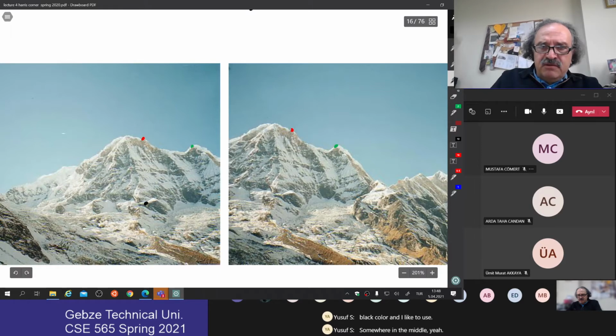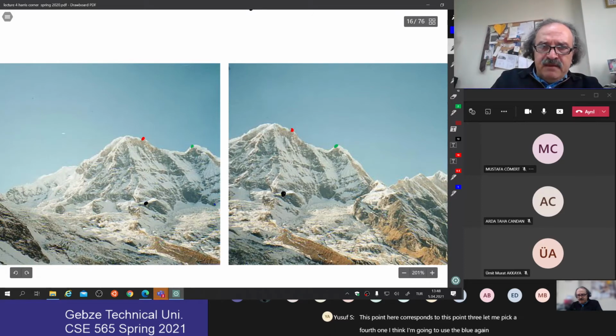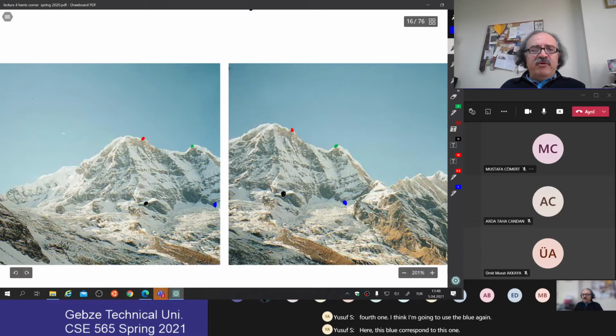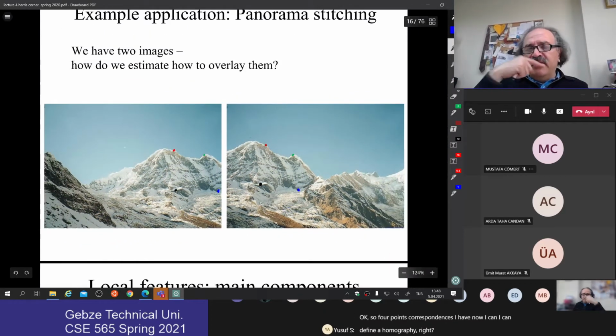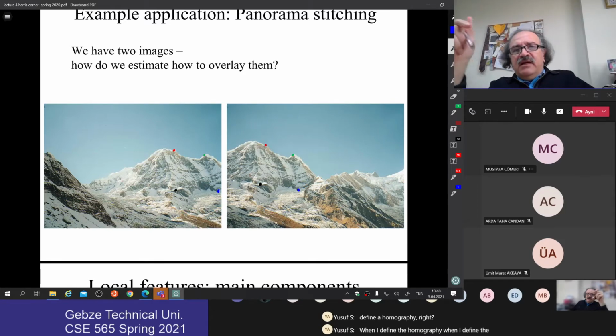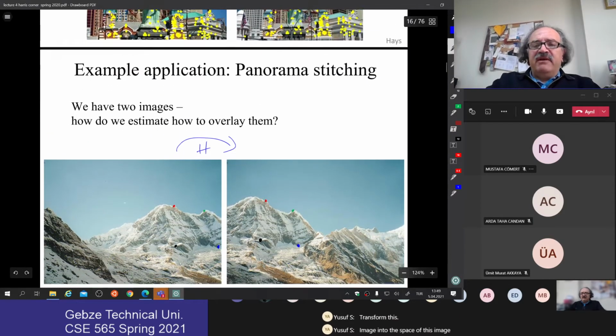This point here corresponds to this point. 3. Let me pick a fourth one. I think I am going to use the blue again. Here, this blue corresponds to this one. Okay, so I have 4 point correspondences. Now I can define a homography, right? When I define the homography, I can transform this image into the space of this image. Now I can stitch them together.